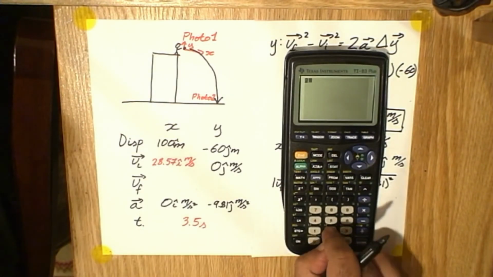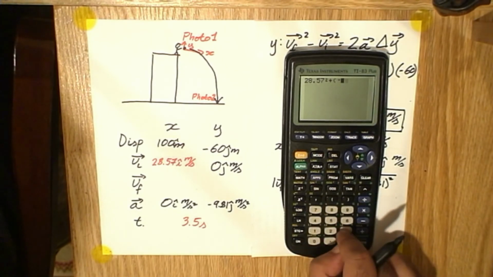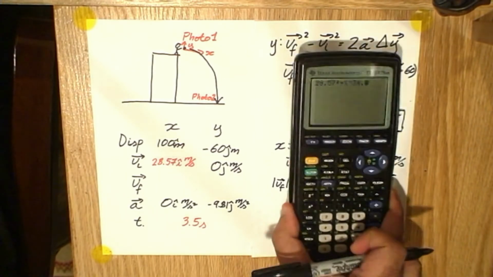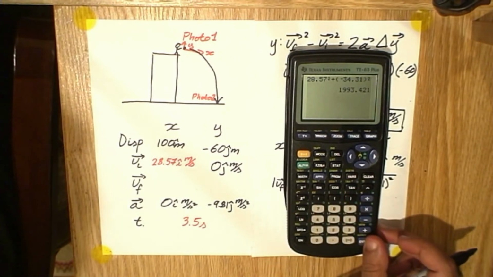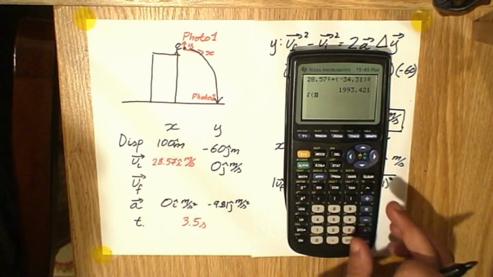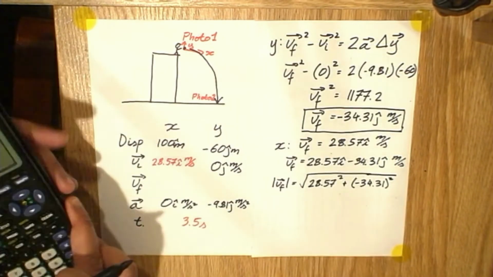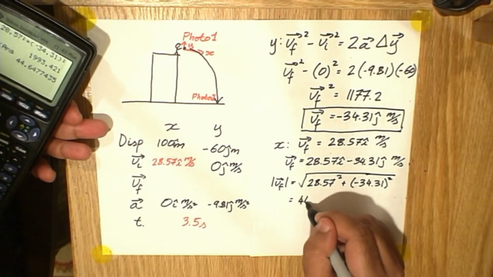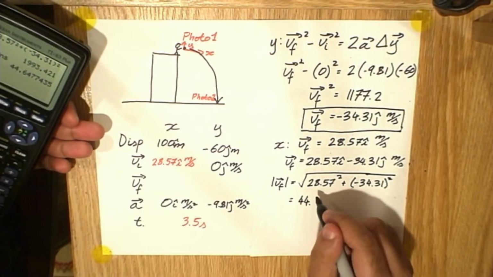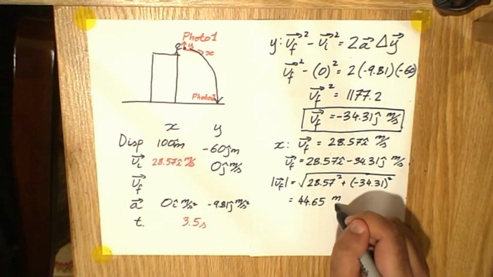So 28.57 squared plus negative 34.31 squared gives us 1993.421. Then we take the square root of that, and we get 44.65. So the overall velocity in polar, or I should say the overall speed in polar, was 44.65 meters per second.